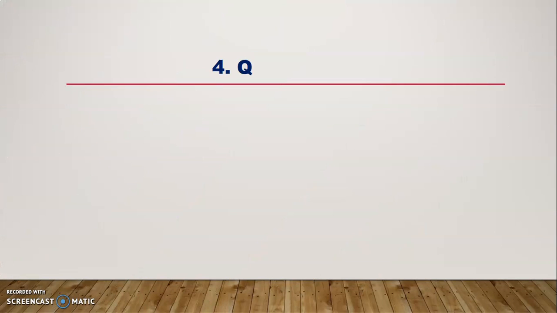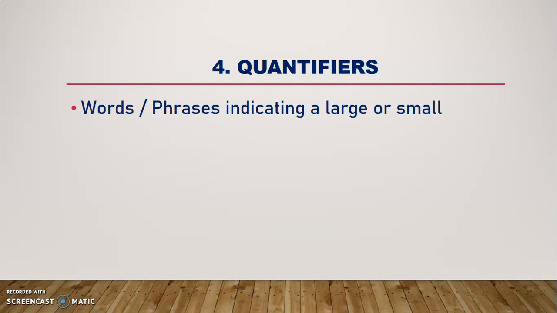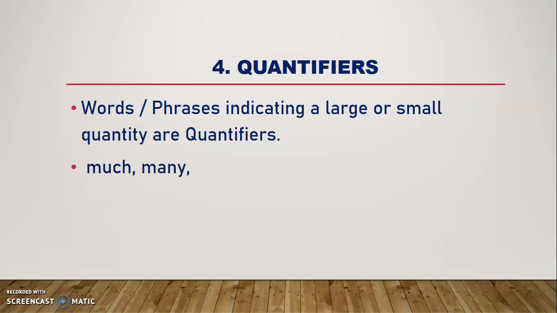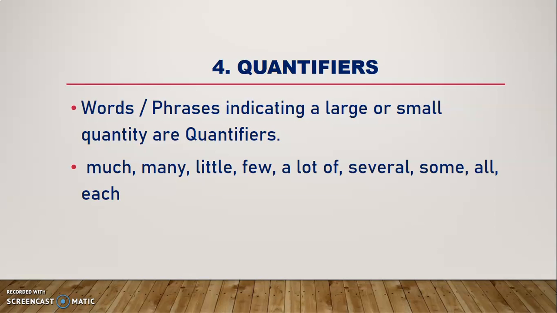The fourth one is quantifiers. Words that denote quantity are known as quantifiers. It may be a small quantity or a big quantity. Sometimes we use phrases also to mention the quantity. Example, a lot of, several, many, little, a few, plenty, plenty of. All these are known as quantifiers.